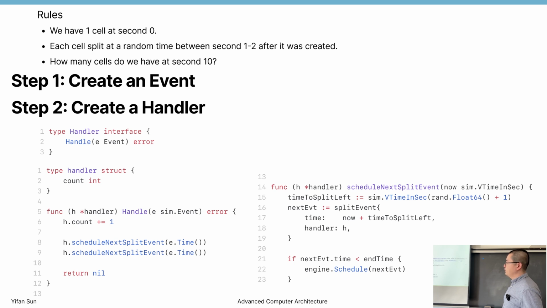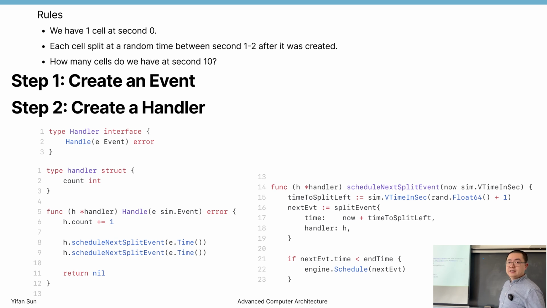Don't consider time to split left, or how much time is left, right? Then we take a random value, a float64 plus 1. rand.Float64 will generate a random number between 0 and 1, and plus 1, so it's a random number from 1 to 2. We need to explicitly cast it to VTimeInSec, so that it is in seconds, right?